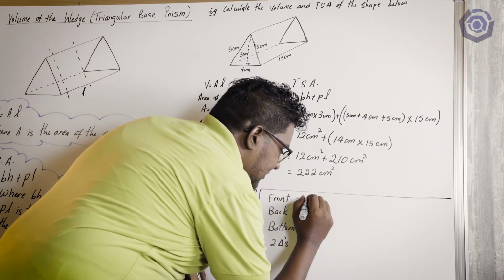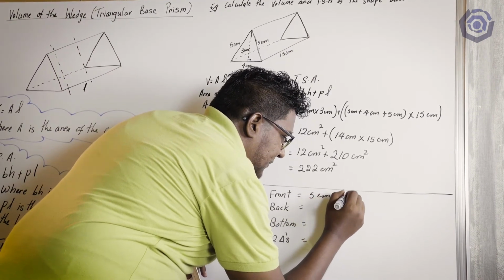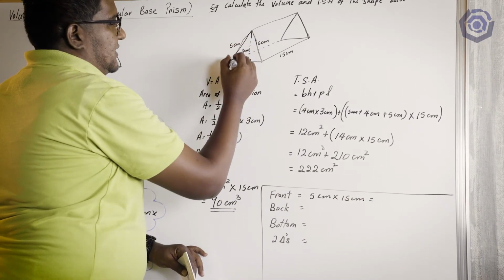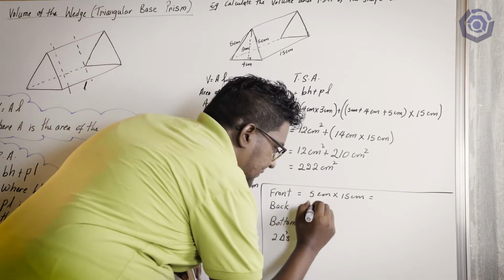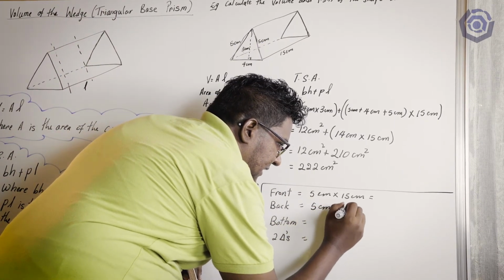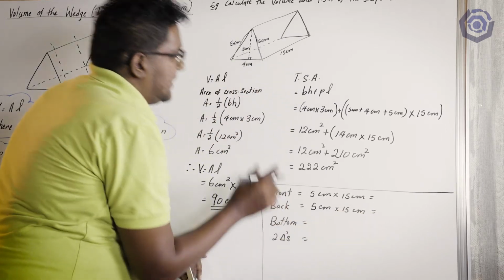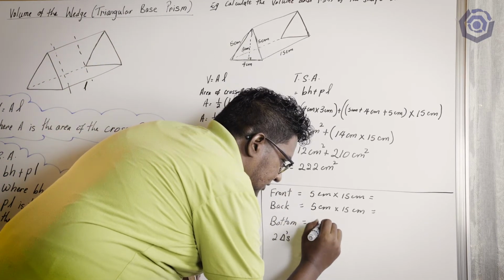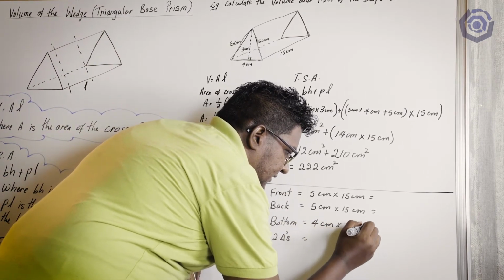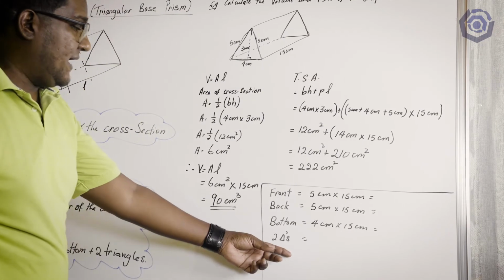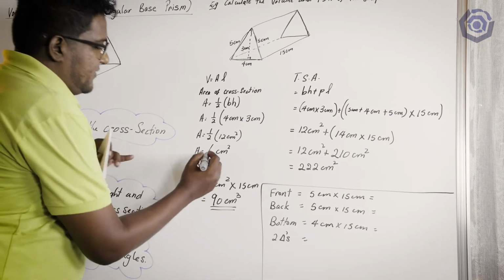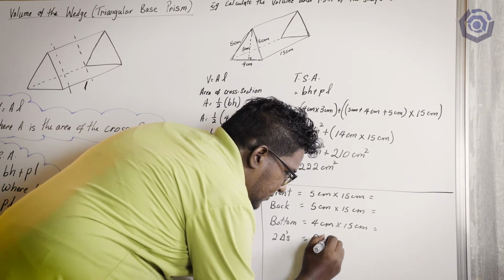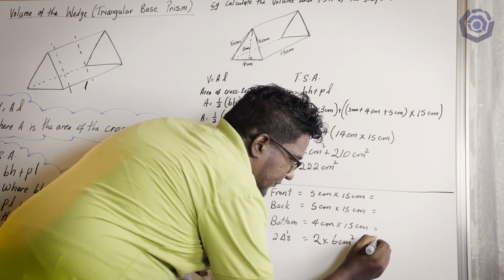Now the front, that would be in front of the shape, we have 5 and we have 15. So the front is going to be 5 cm multiplied by 15 cm. The back would be this one, which is 5, and straight across, that's going to also be 5 cm multiplied by 15 cm. The bottom is going to be here, 4 times 15. So that's going to be 4 cm times 15 cm. And the two triangles, we have to get the area. But since we already found the area to be 6, we're just going to use it from here.